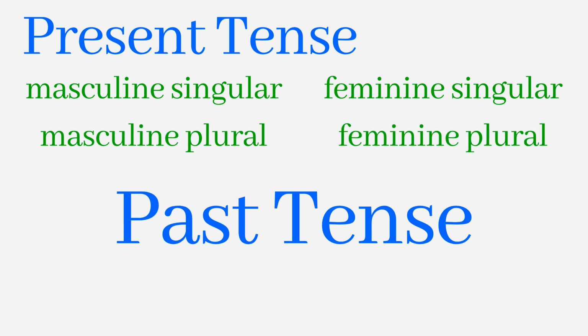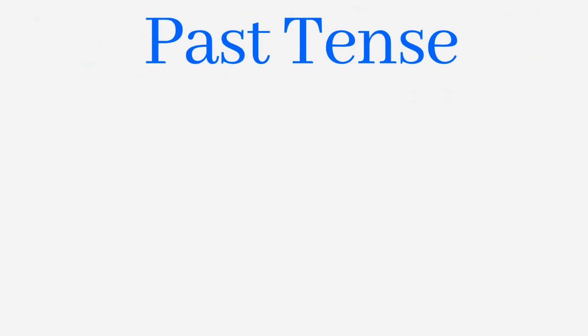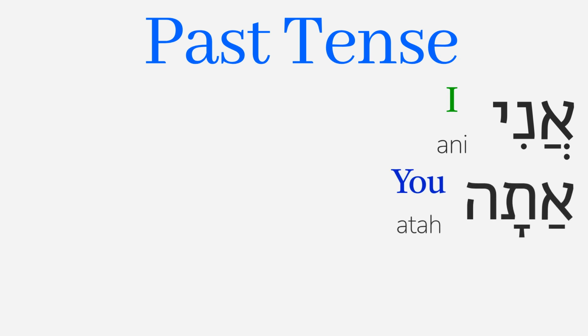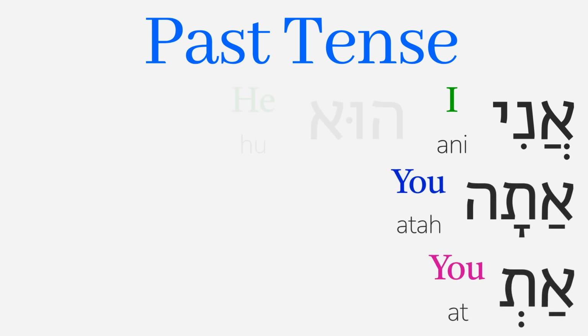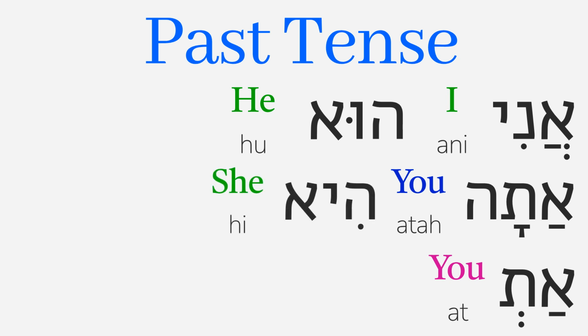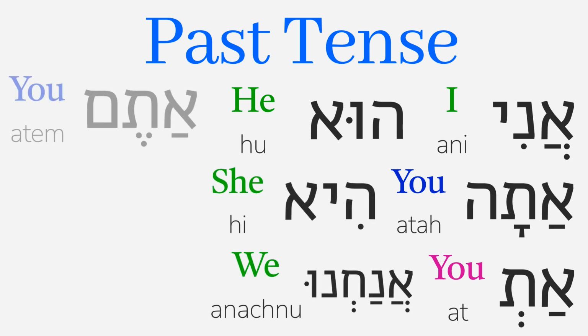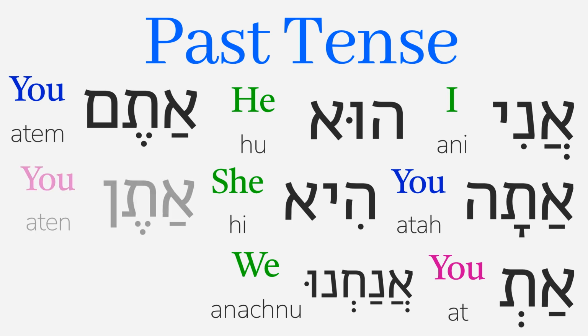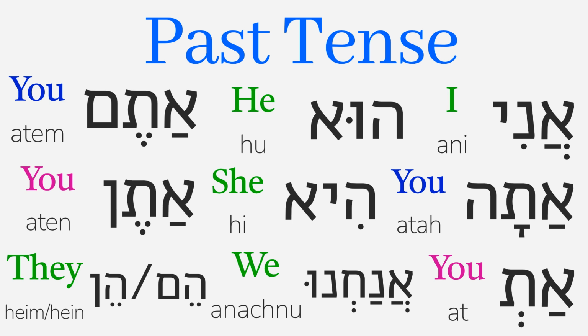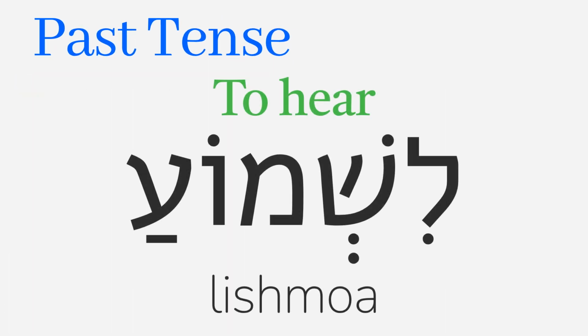In Hebrew, the present tense has four forms: masculine singular, feminine singular, masculine plural, and feminine plural. Which form you use depends on the gender and number of whoever is doing the action. The past tense, though, has a different form for each pronoun. Ani, I, ata, you masculine singular, at, you feminine singular, hu, he, hi, she, anachnu, we, atem, you masculine plural, and aten, you feminine plural. The pronouns heim and hein, they masculine and feminine, share just one form of the past tense. Let's see each of these past tense forms with the verb lishmoa, to hear, which is the infinitive from the root shin mem ayin.